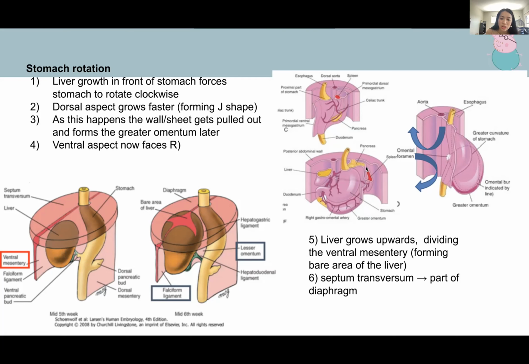So now we've got this greater omentum starting to form. Okay. So that's how that mesentery comes out. And we get that typical J-shaped stomach. Okay. So cool. And then the liver keeps going up. So that's what I just said.